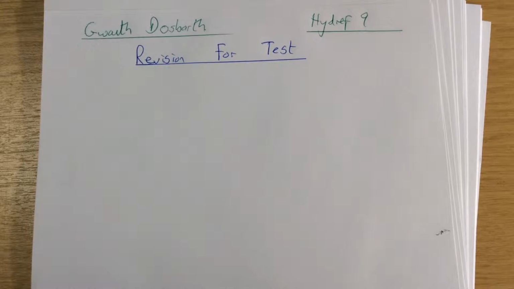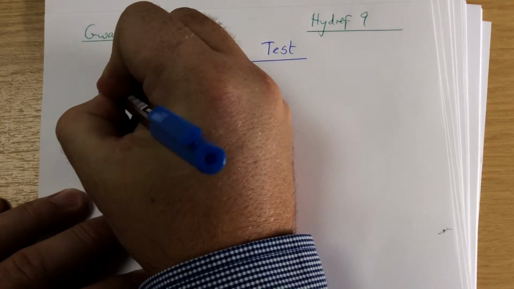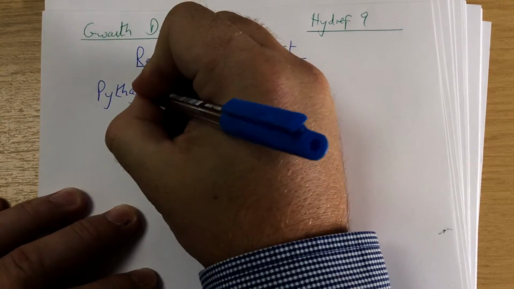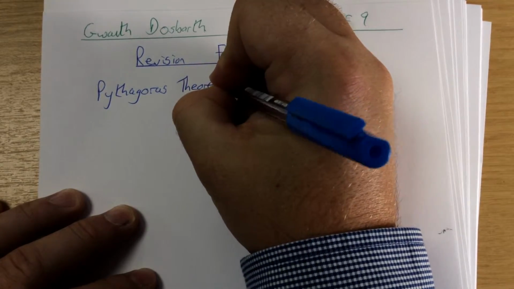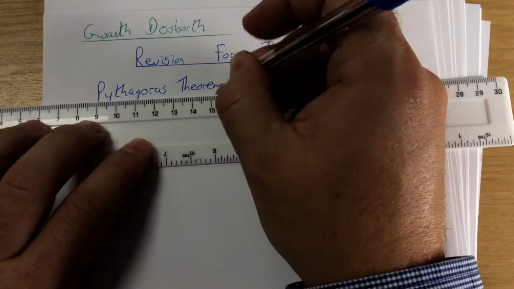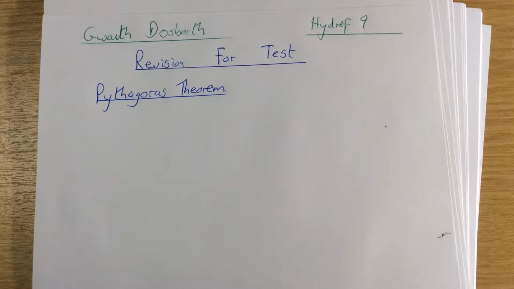Right, Year 9 Intermediate Revision for Test 1. The first topic on your test is Pythagoras Theorem. So what we're going to be doing now is going through Pythagoras Theorem. Pythagoras Theorem has got two types. Okay, there's either finding the hypotenuse, which is the longer side, or it's finding the shorter side.